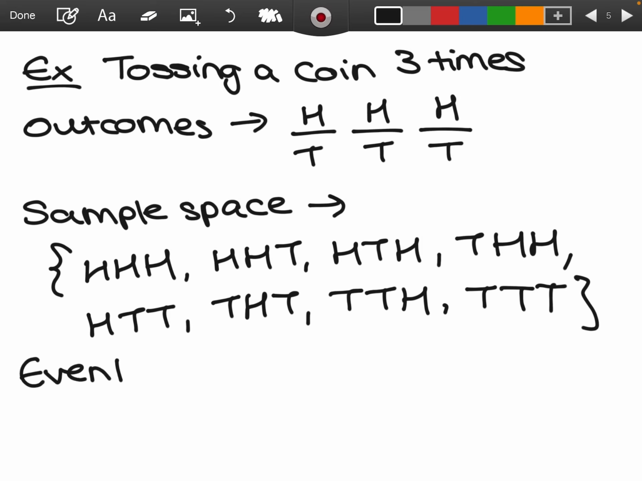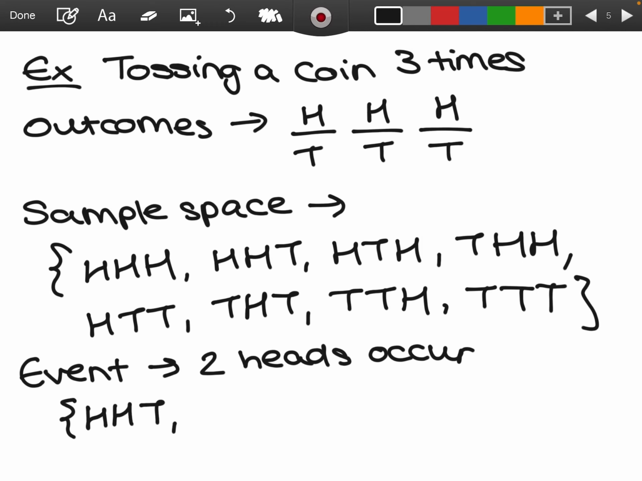For an event, again, many different options. I'm going to look at the event here that exactly 2 heads occur. What does this look like? I need to look at the outcomes in my sample space where I have exactly 2 heads. So that was heads, heads, tails; heads, tails, heads; and tails, heads, heads.